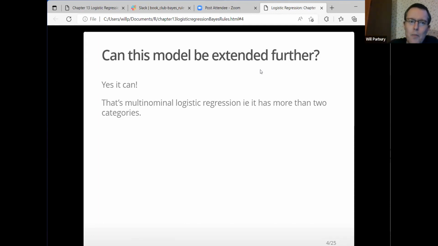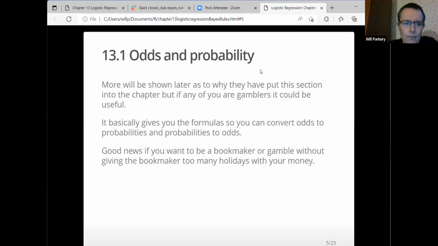It's slightly outside the topic of this week, but it can be extended further. The logistic regression that we're looking at now just has two options, but there's something called multinomial logistic regression. So you can have more than two if you wanted to. Okay, and then it goes on.